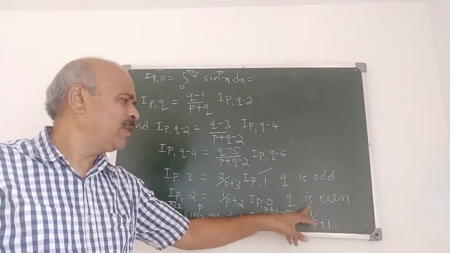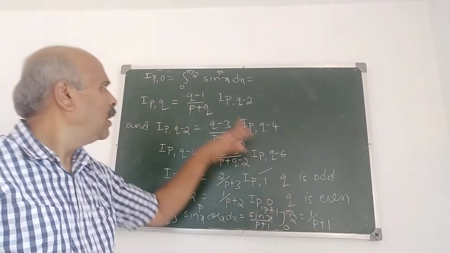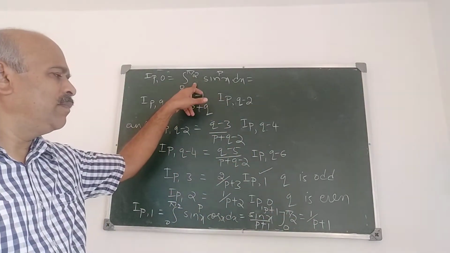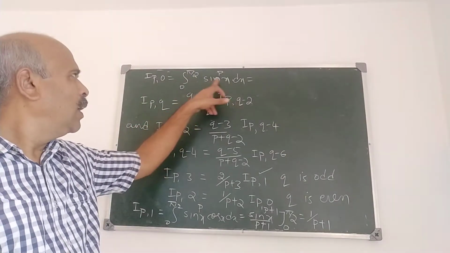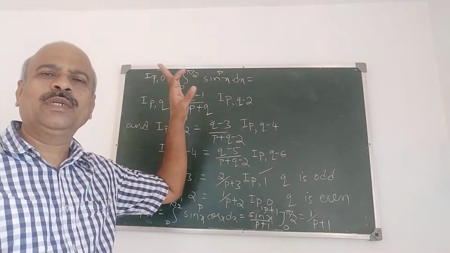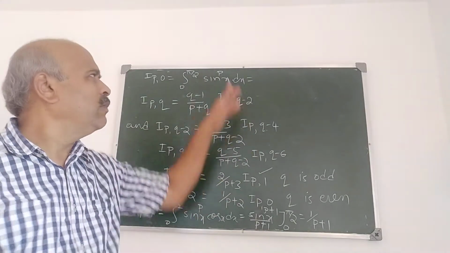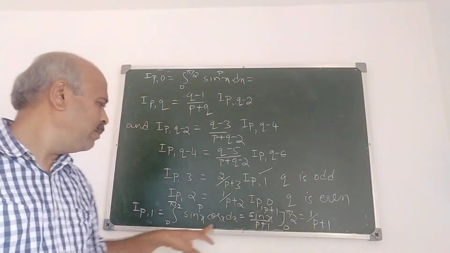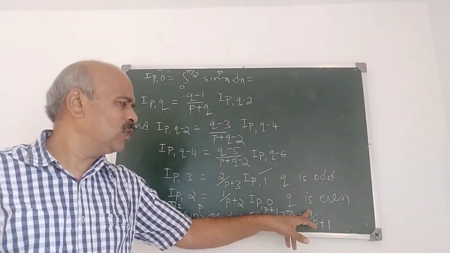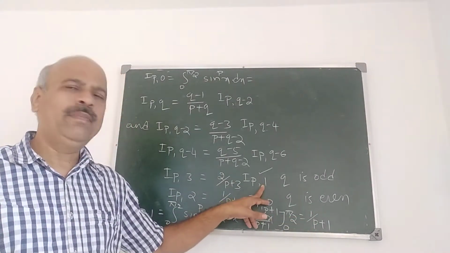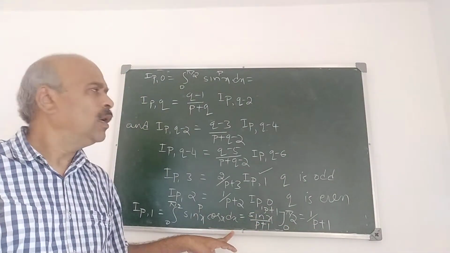I_{p,1} means 1 upon p plus 1. Here, I_{p,0} is important, because I_{p,0} becomes the integral from 0 to pi by 2 of sin x raised to p. Again, what is the integral of sin x raised to p? It depends on the value of p, even or odd. But here, p may be even or odd. I_{p,1} becomes 1 upon p plus 1, whether p is even or odd.